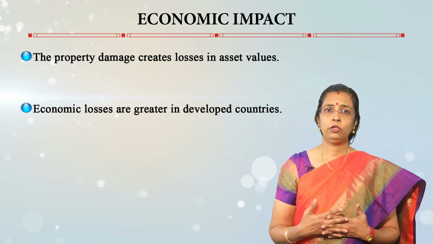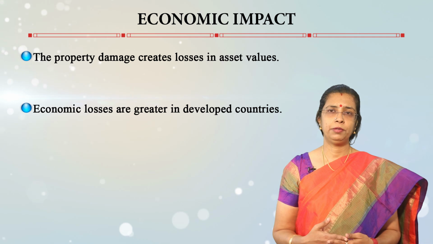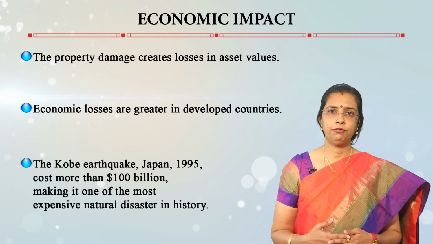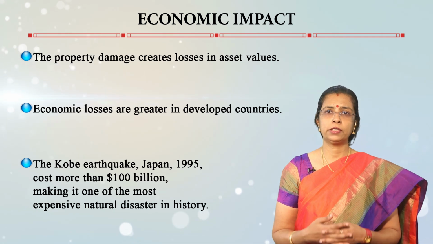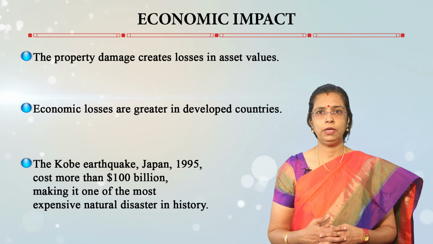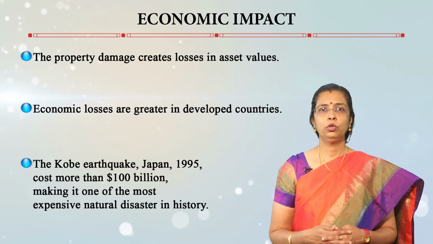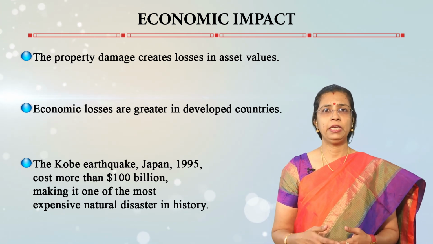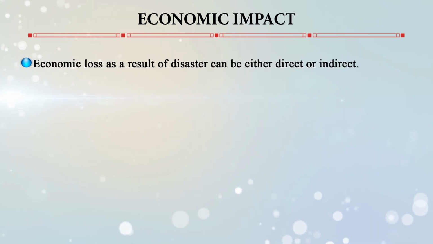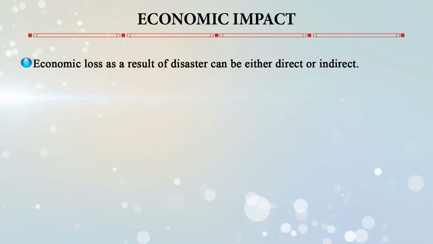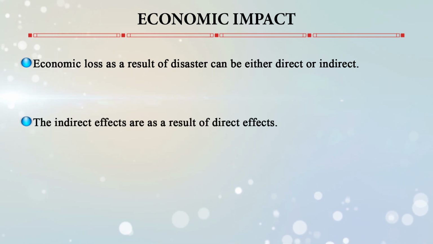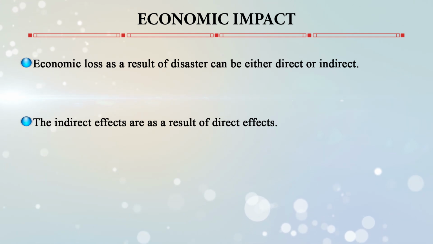One example: the economic loss can be greater in developed countries. The Kobe earthquake in Japan in 1995 is supposed to be one of the costliest natural hazard disasters in history, and it incurred more than $100 billion US, making it one of the most expensive ones. Economic loss as a result of disaster can be either direct or indirect. The indirect effects are a result of the direct effects.